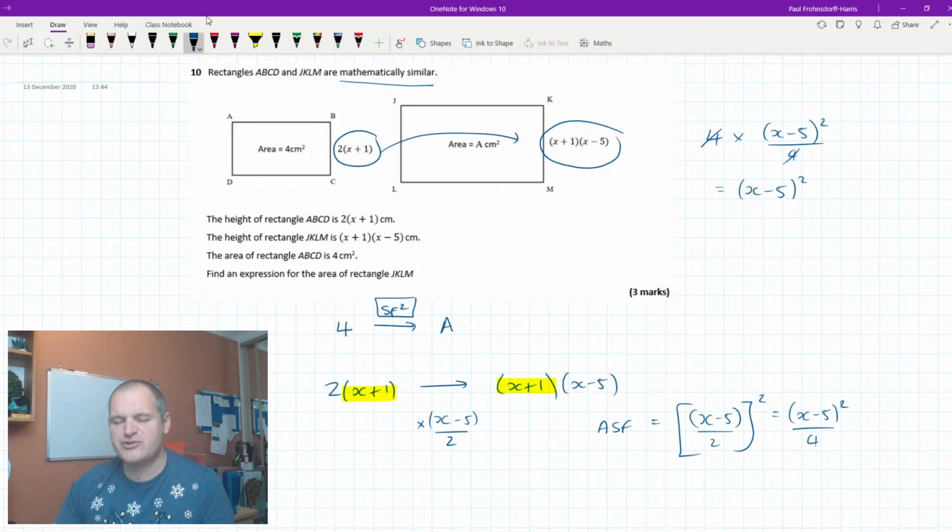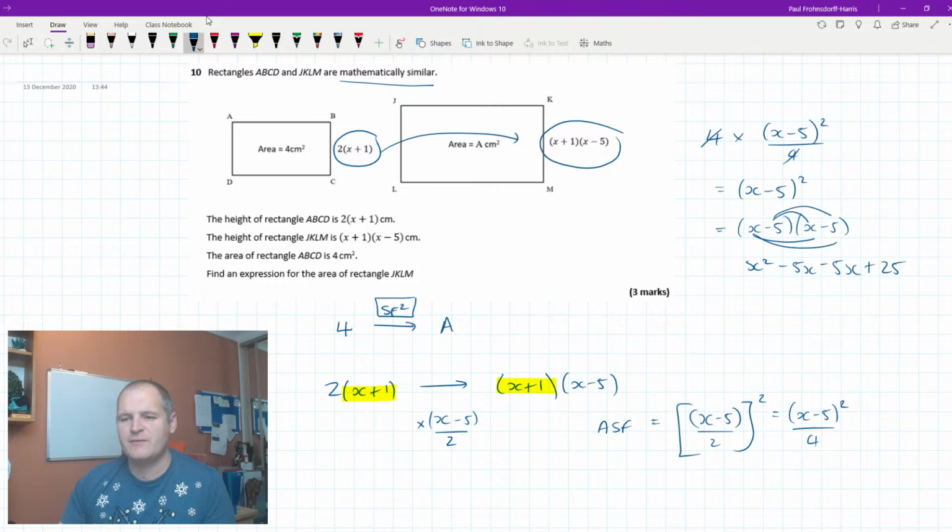But for the best students, you would realise, I'm going to expand that. That's x minus 5 twice. X times x is x squared. X times minus 5 is minus 5x. Minus 5 times x is minus 5x. And minus 5 times minus 5 is plus 25. And that's x squared minus 10x plus 25.